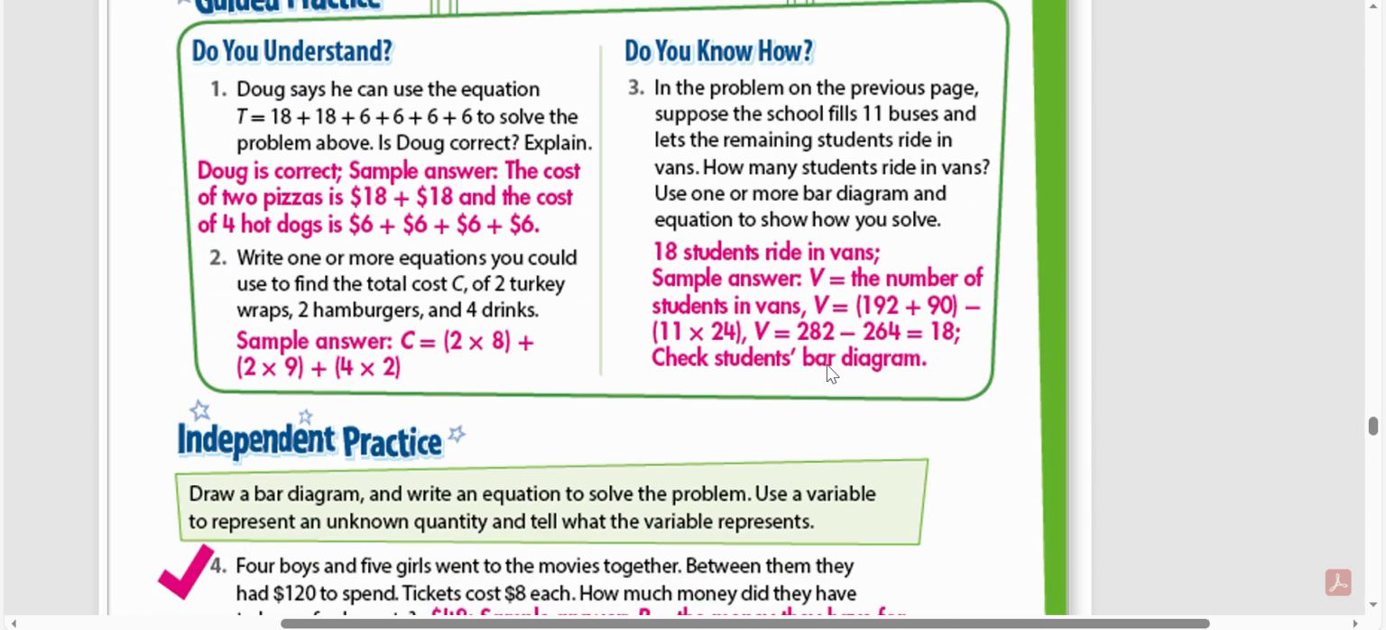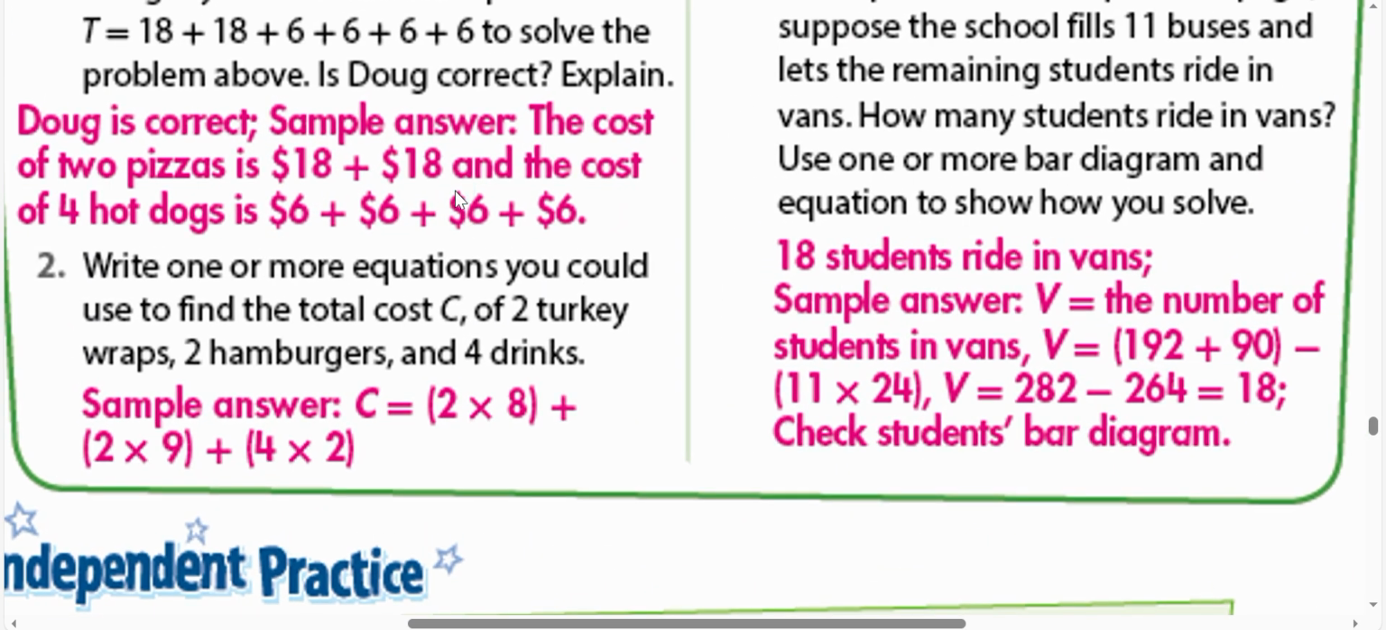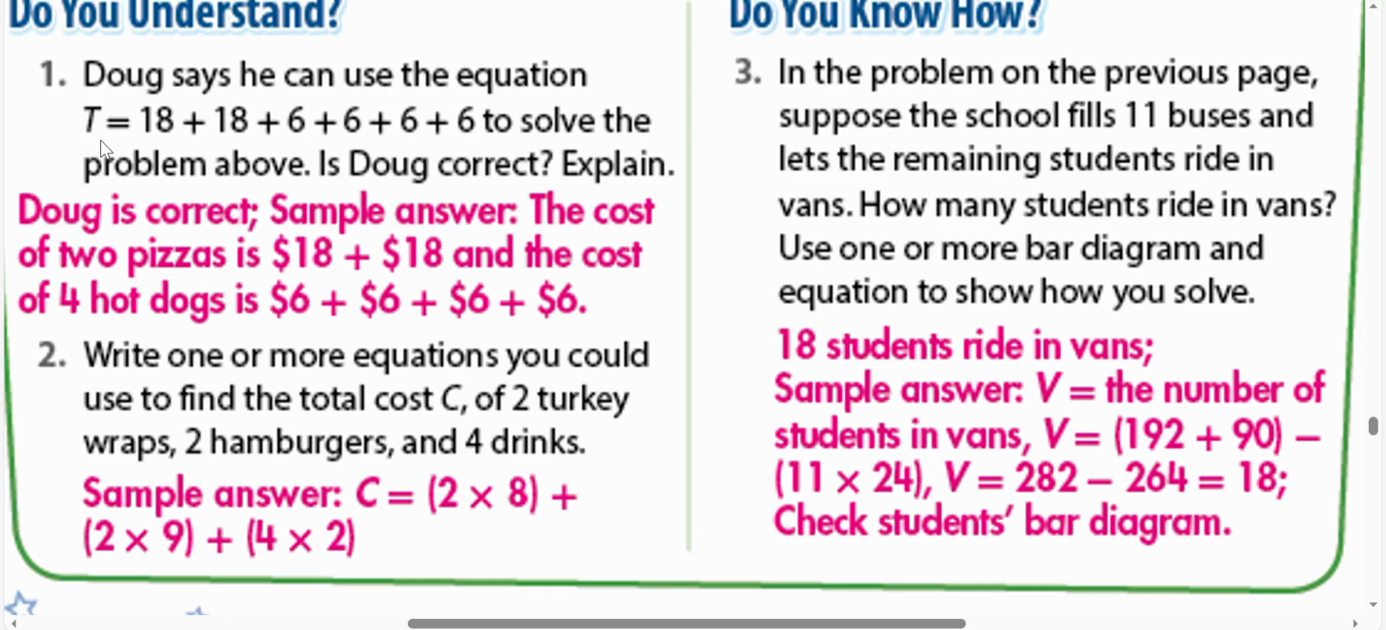Look at this question. Book says he can use this operation to find the answer: 18 plus 18 and 6 plus 6 plus 6, which is 6 times 4 and 18 times 2. Yes, it's correct. He can find it by taking the numbers. The cost of 2 pizzas is $18 plus $18 equals 36, and the cost of 4 hot dogs is $6 every time, because addition is repeating of multiplication. You can write 4 times 6 equivalent to 6 plus 6 plus 6. If we add 6 four times, it means 6 times 4.